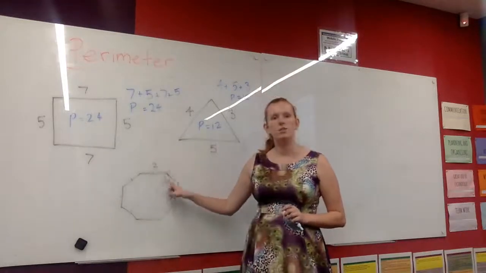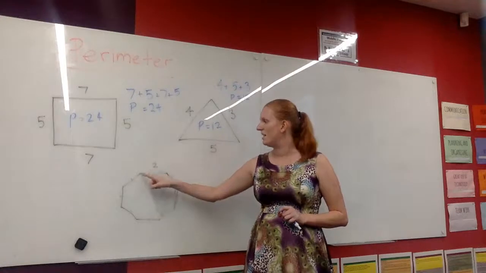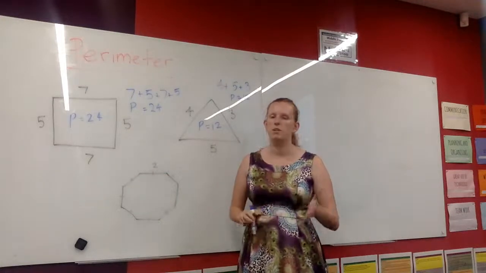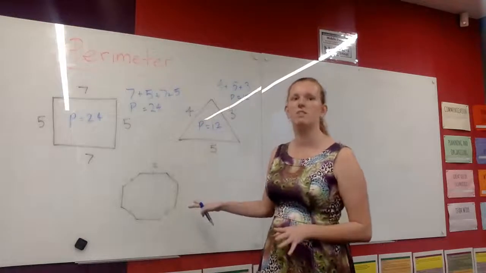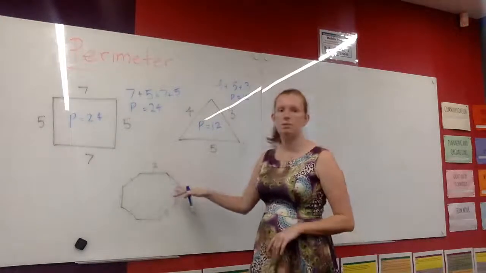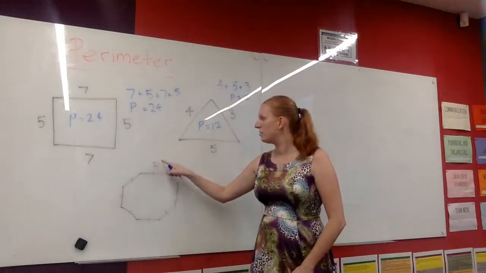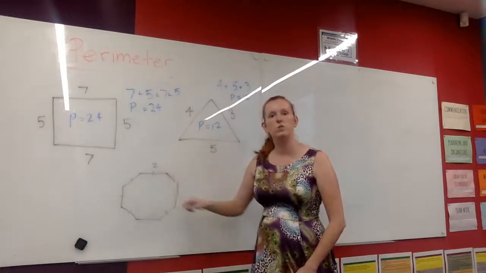So here it says 2, so that means that every single side on this particular shape is the length of 2. It might be 2 centimeters, might be 2 meters. I haven't actually specified in this case, but it's all going to be 2. So in order to calculate the perimeter, I need to add up 2 for each individual side.